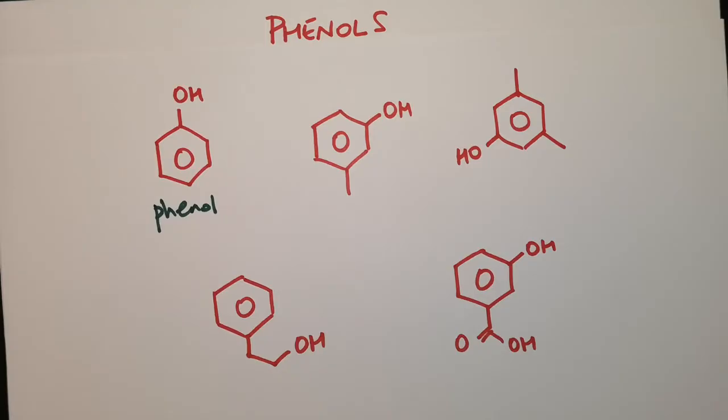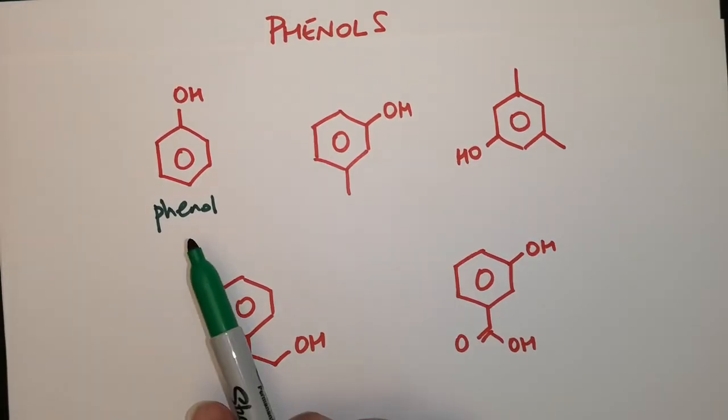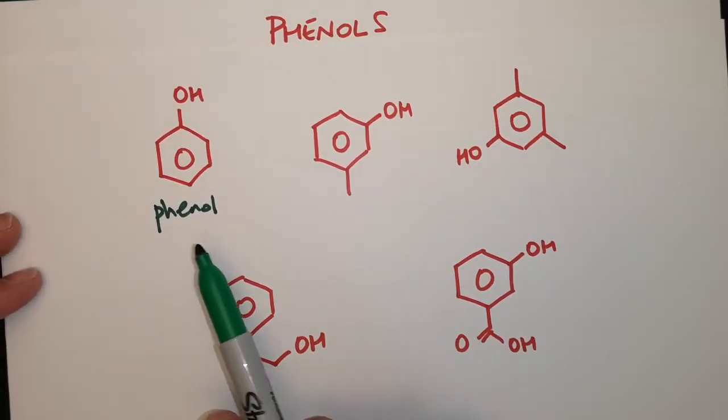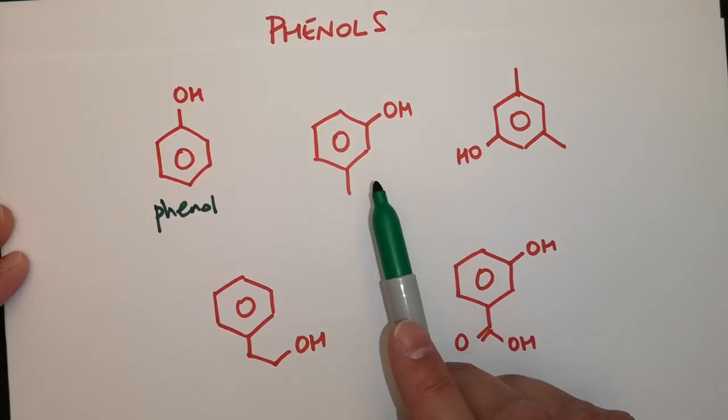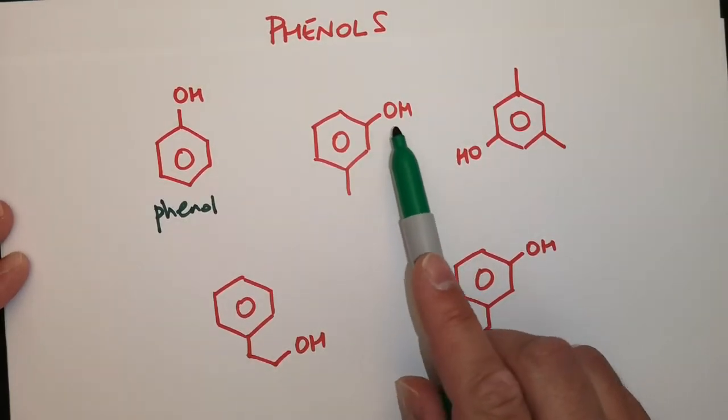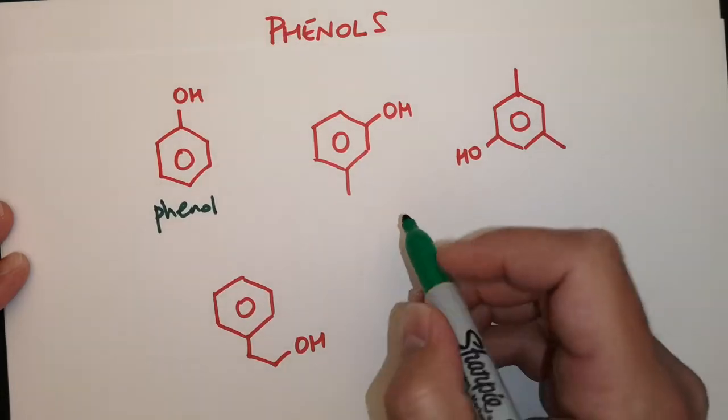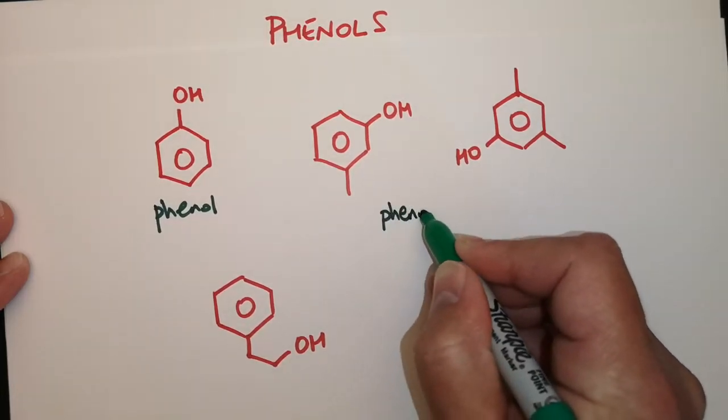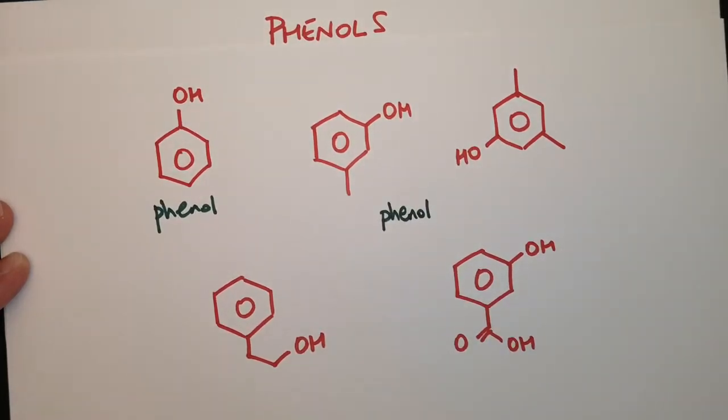So let's look at how to name the other 4. As I said, this is just pure phenol. When we get onto naming phenols, the OH group takes precedence in the name, so that comes at the end of the name, so it's based on a phenol. And we can name the substituent groups before that in the name.